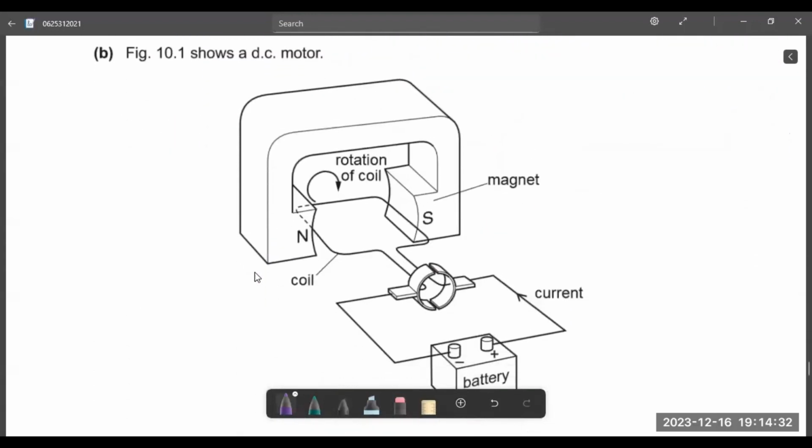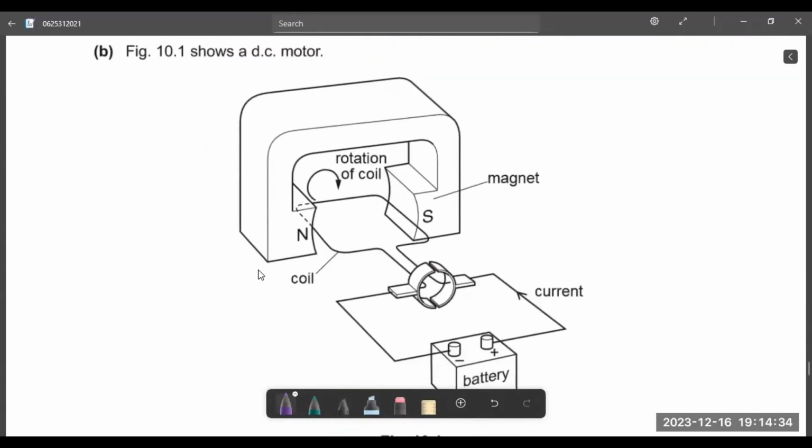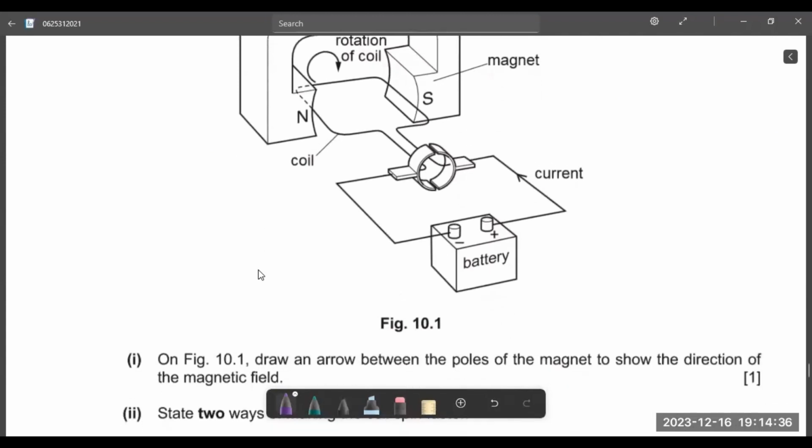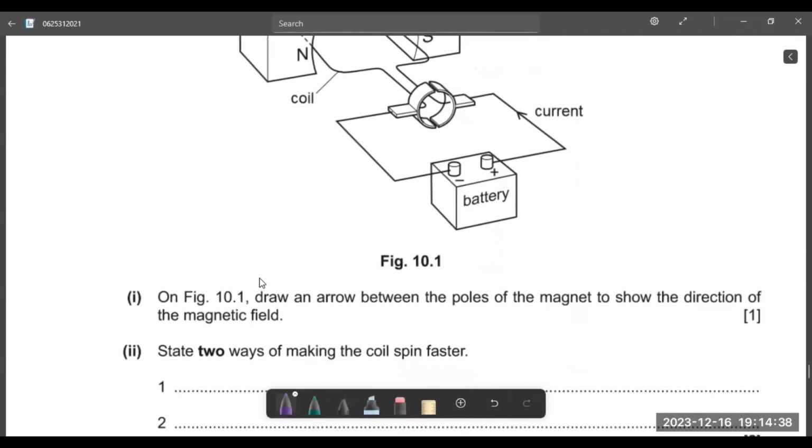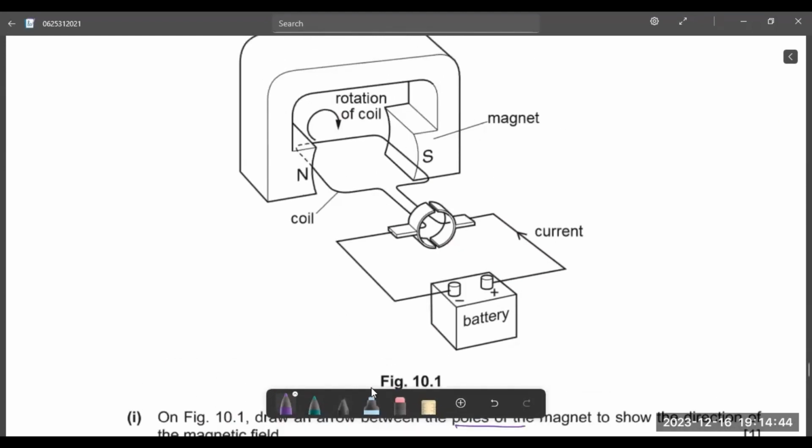Next, figure 10.1 shows a DC motor. We can see a DC motor here. Draw an arrow between the poles of the magnet to show the direction of magnetic field. So here north pole is there, south pole is there. Always the magnetic field will be from north to south.